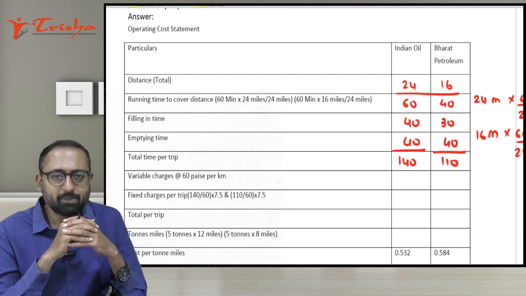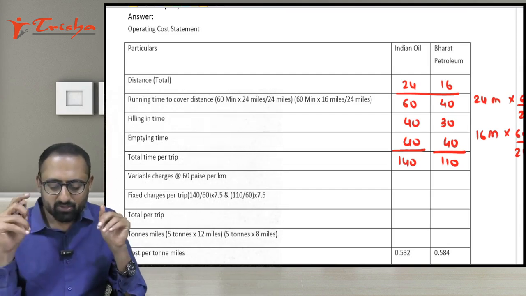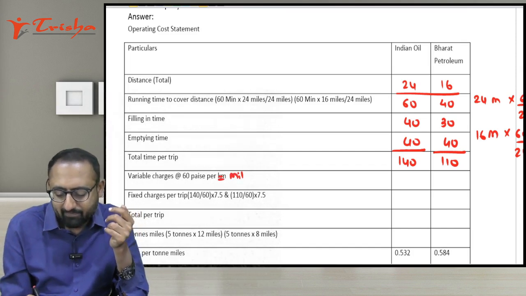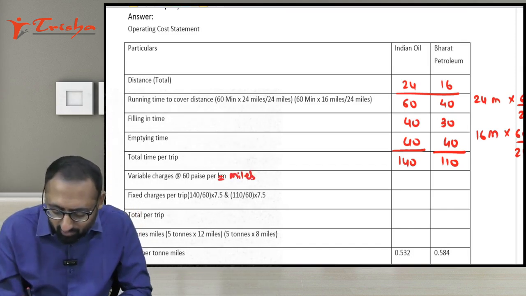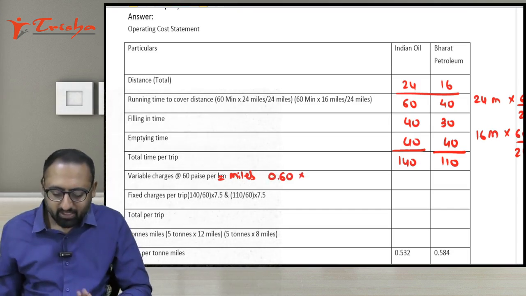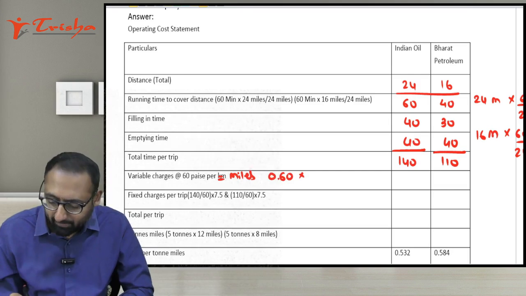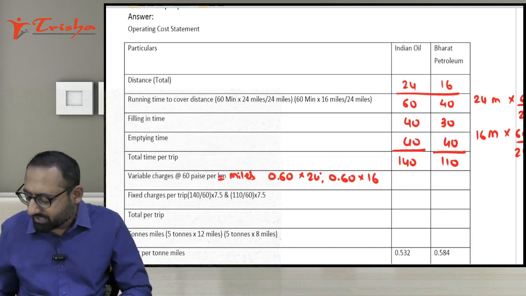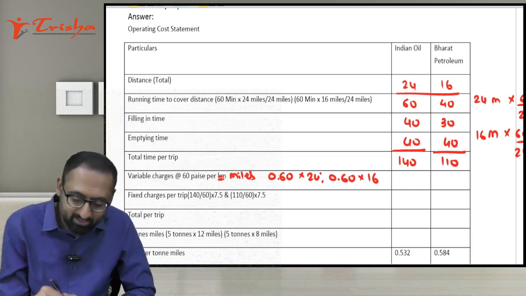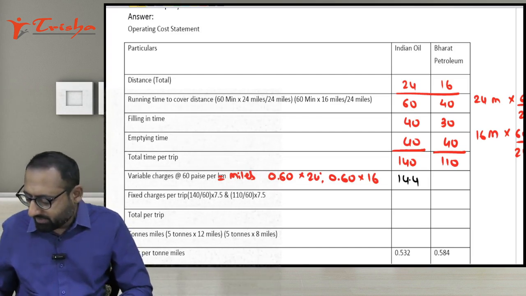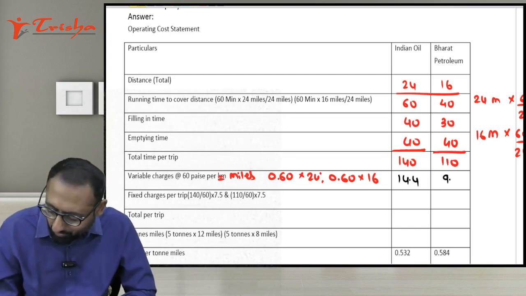Variable cost is dependent on miles covered. So 60 paise per kilometer, or 60 paise per mile. In the first column, 60 paise means 0.60 multiplied by 24, and in the second column 0.60 multiplied by 16. So 0.60 multiplied by 24 miles, your cost comes to 14.4, and if you multiply with the 16, your cost comes to 9.6.